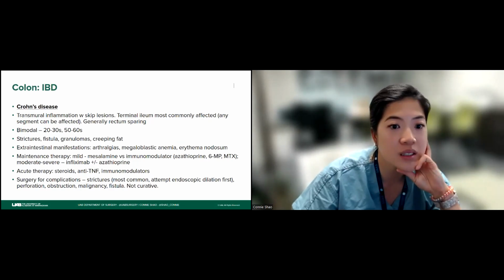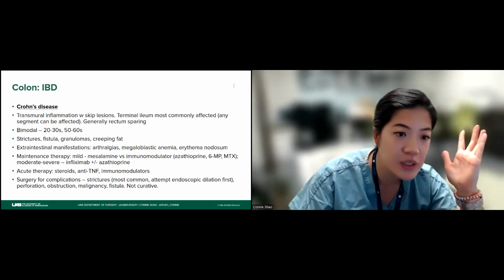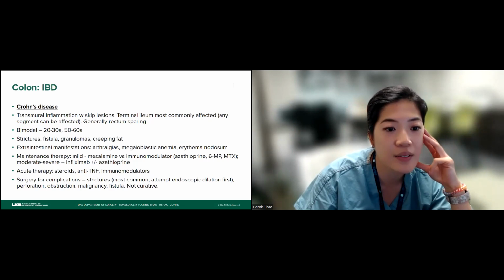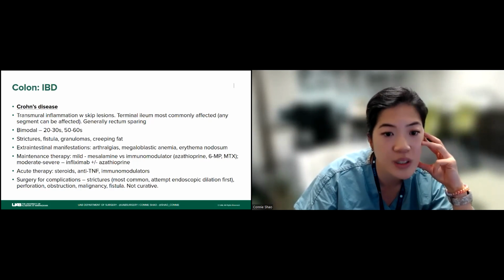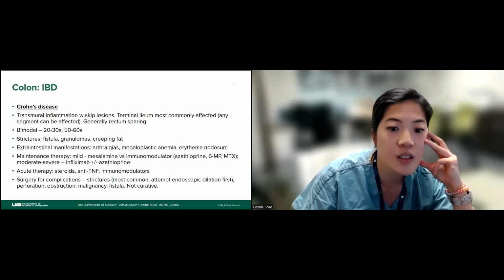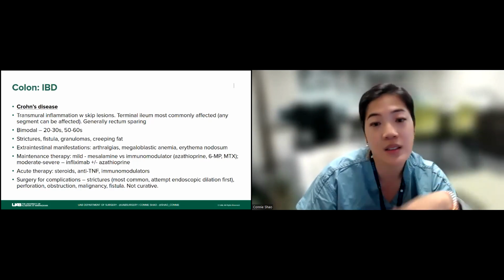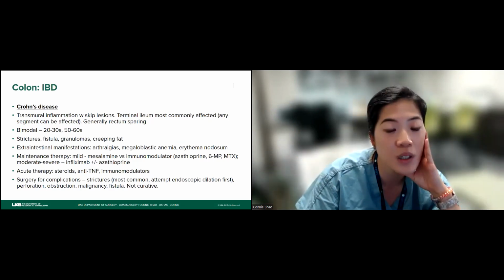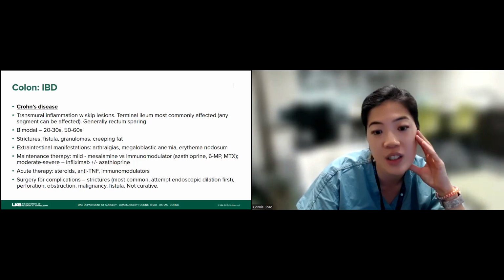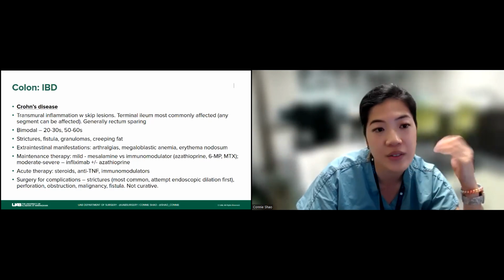For Crohn's disease, here are some buzzwords that you have: creeping fat, granulomas, strictures. Treatment medically is pretty similar. Surgically, the treatments are never going to cure them. It's only for symptoms. So most commonly it's for strictures. You can also have perforation, obstruction, malignancy, and fistula, but the surgical treatment is never curative.